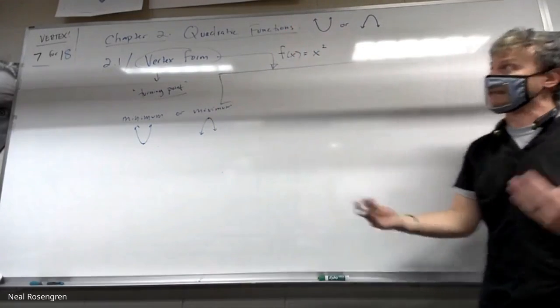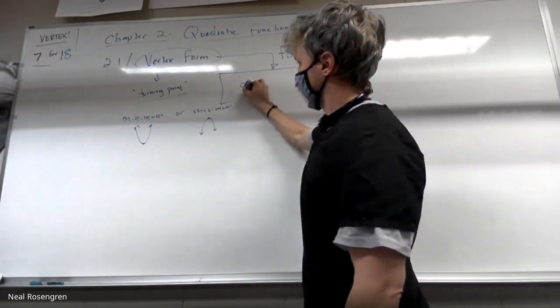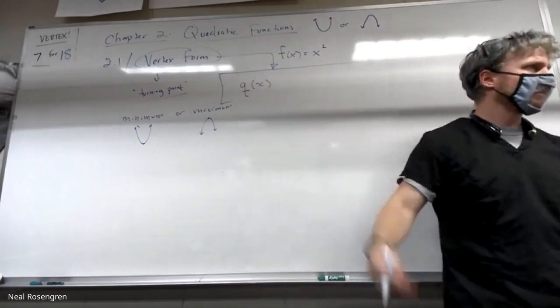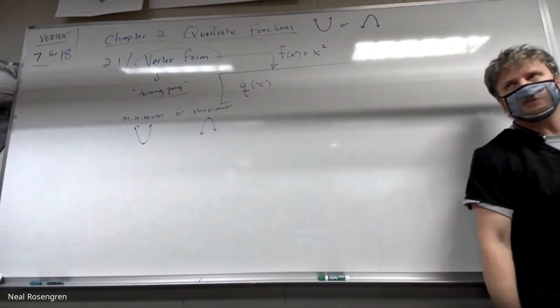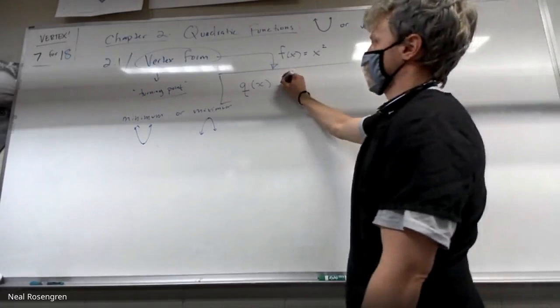I could use f of x again if I really wanted to. It doesn't matter. Okay. I'm going to use q of x because it's quadratic. Who cares? Or I could use v of x because it's vertex form. It doesn't matter, right? I could call it f of x. It's just the name of the function.